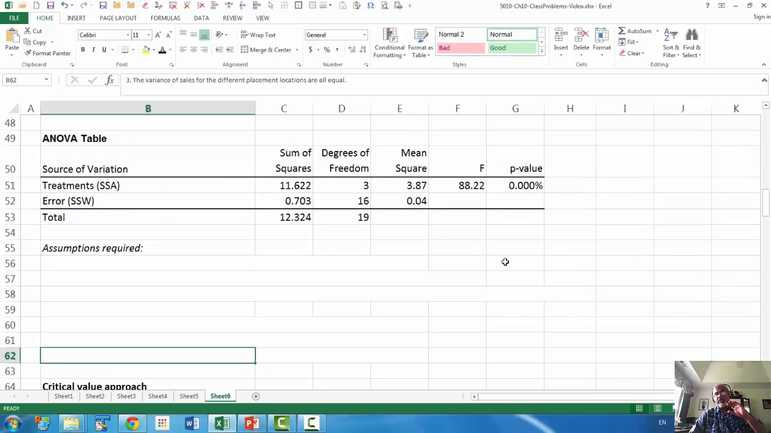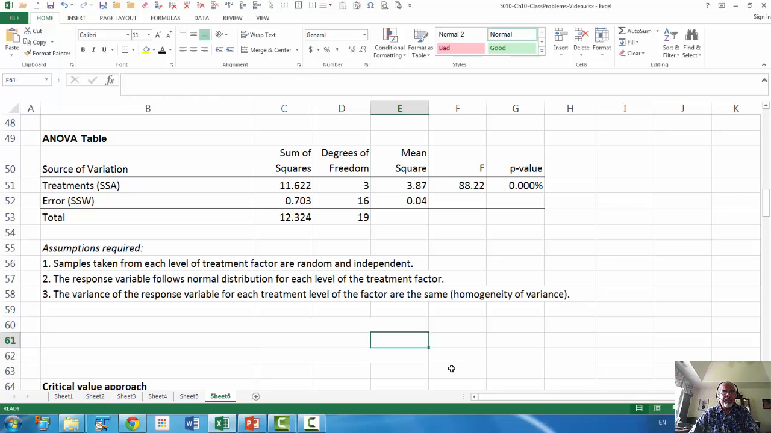So let's look at the assumptions in general terms, and there are three assumptions stated here. The samples taken from each level of the treatment factor are random and independent. So, random, independent samples from the different groups. Then the response variable follows a normal distribution for each of these different samples. And then the third is that the variances are all equal for the different populations or different treatment levels. So these are the three assumptions in general terms.